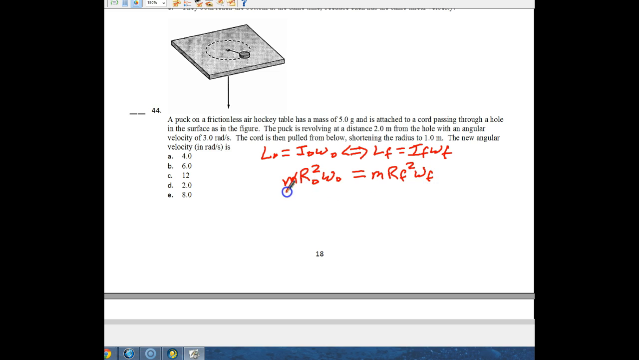At this point, we notice that the masses don't matter, and we can go ahead and plug some numbers in. Our original radius was 2, and we square it. The original angular velocity is 3. The final radius is 1 squared, and our final angular velocity is omega F. We find that 2 squared is 4, 4 times 3 is 12, so 12 would be equal to our final angular velocity, and that is letter C.